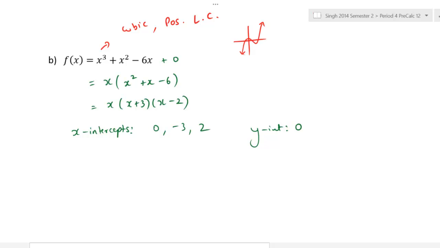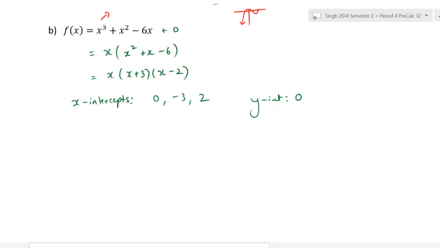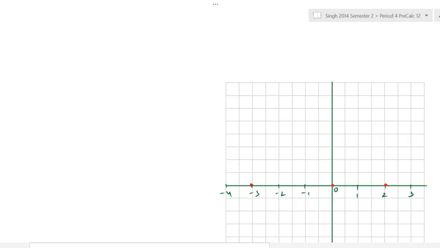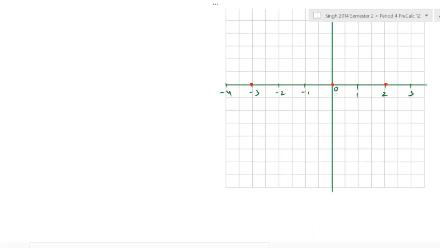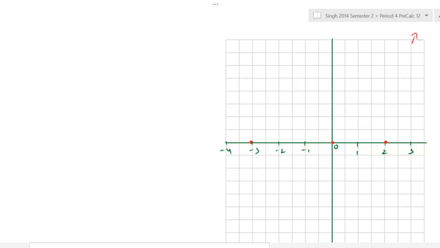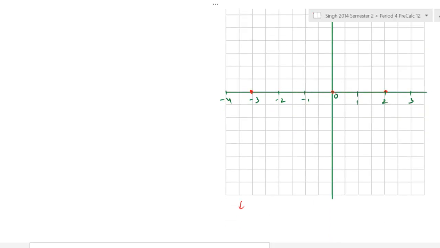That's the general shape I should be expecting, with different levels of hills and valleys. So let's keep that in mind as we do this, which means I should have something going downwards towards here and something heading up from here in this direction. I need to plug in my 4th point, which was the y-intercept of 0, so I've already got that here.